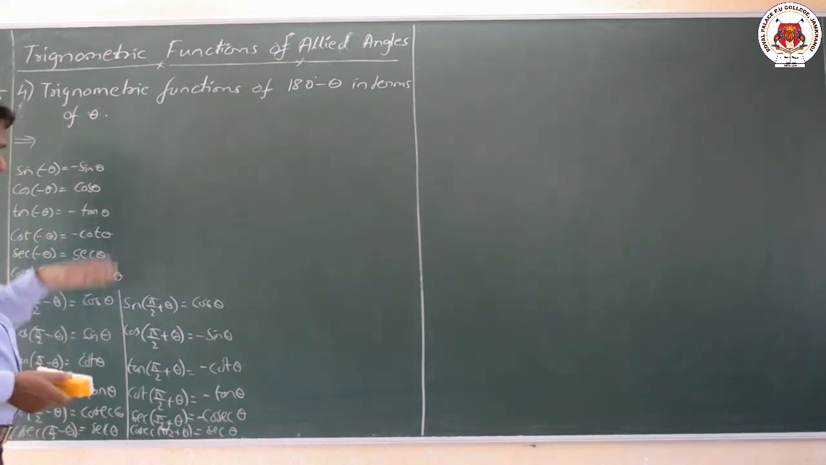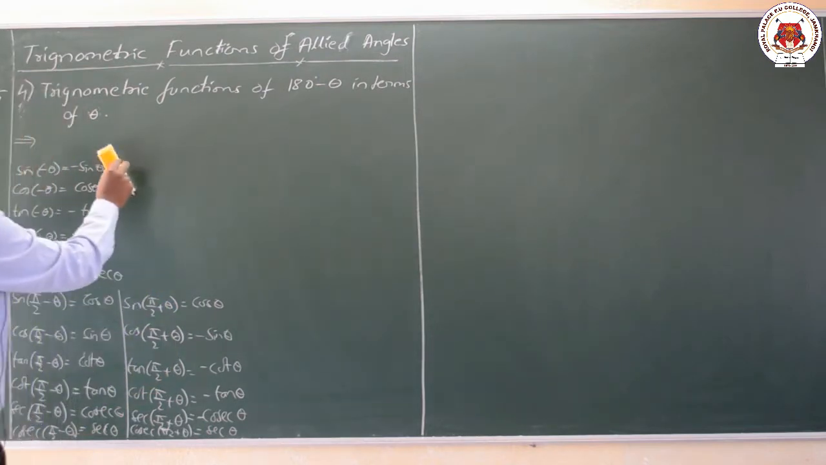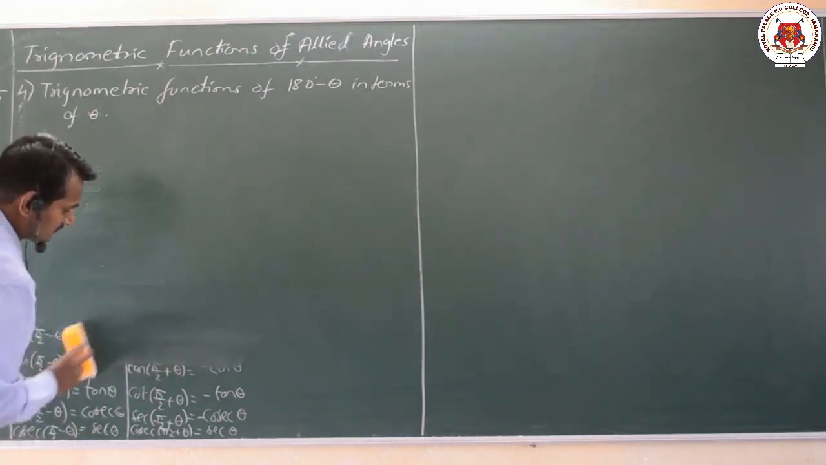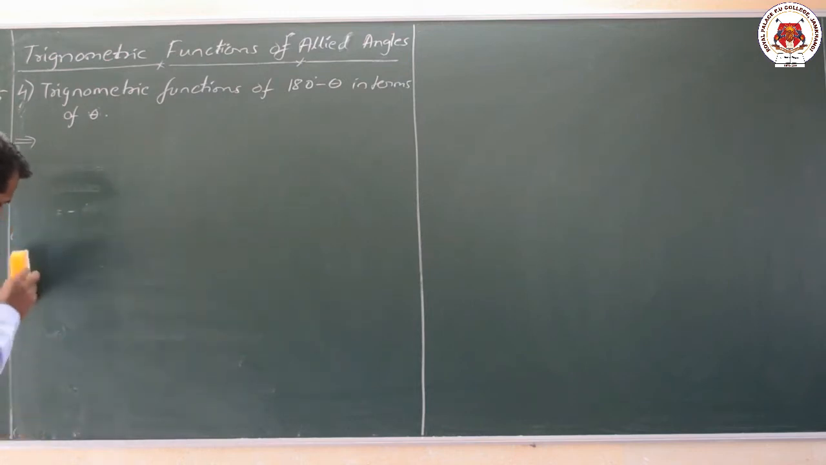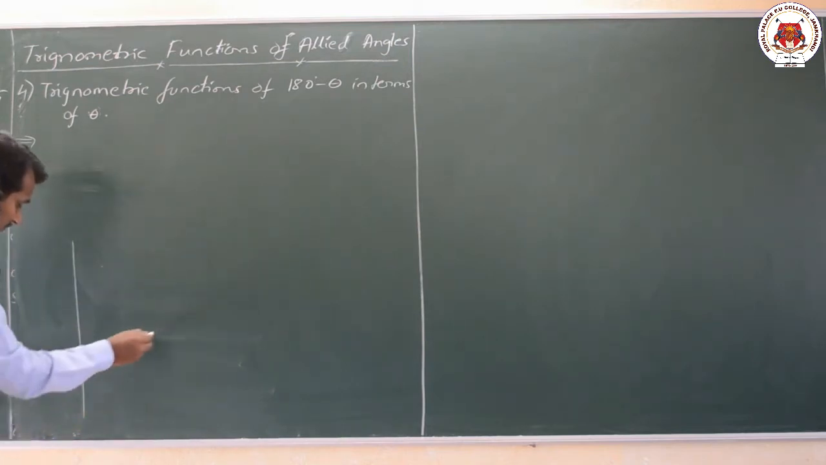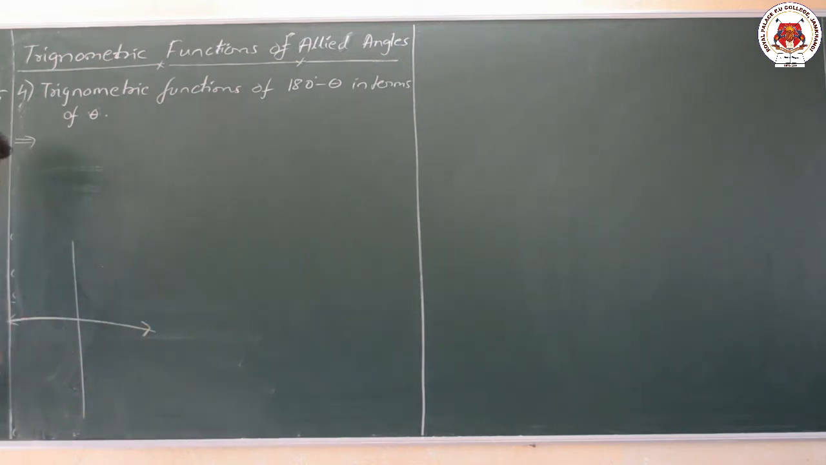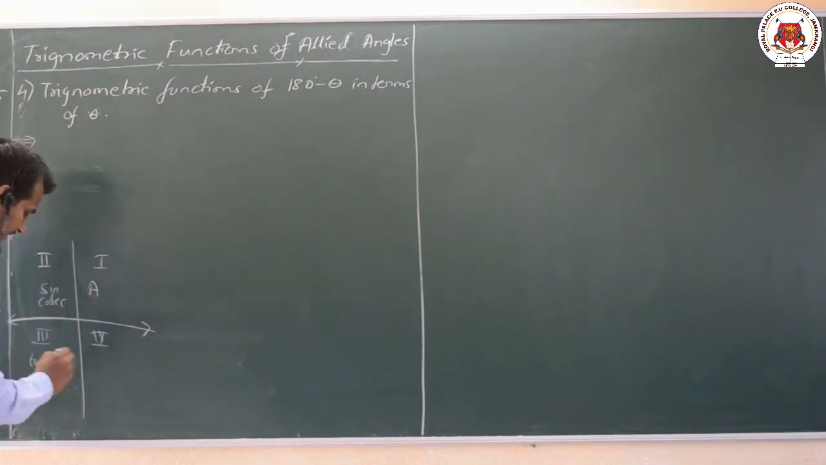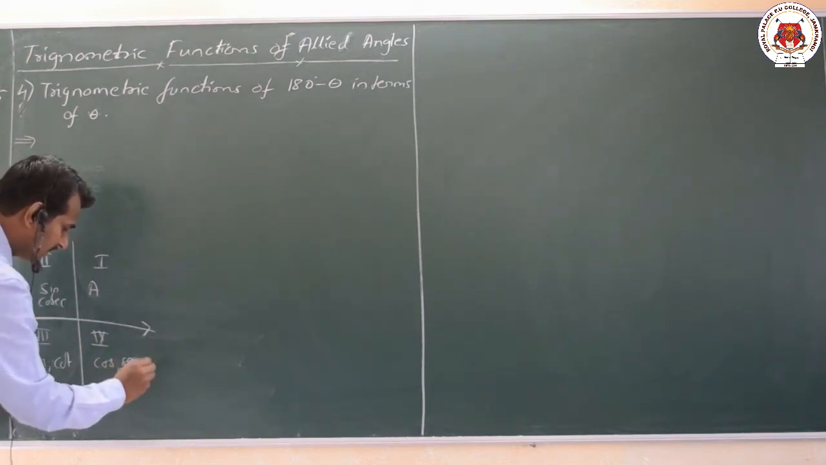Now let me explain all these things in only one single diagram. This is a very important manner to understand it. Of course we know that we have the 4 quadrants. In the first quadrant all are positive. In the second quadrant only sine and 1 by sine, that is sine and cosecant, are positive. In the third quadrant only tan and cot are positive. And in the fourth quadrant, ASTC, cos and secant are positive.